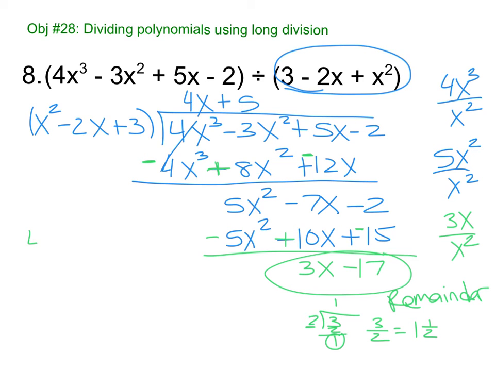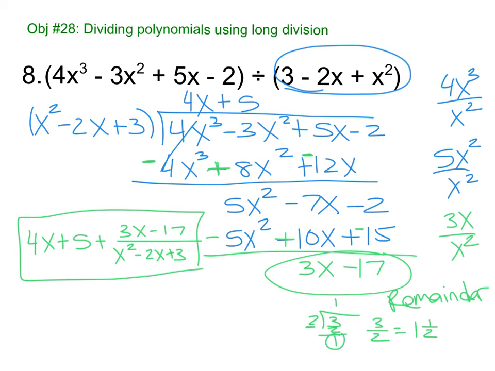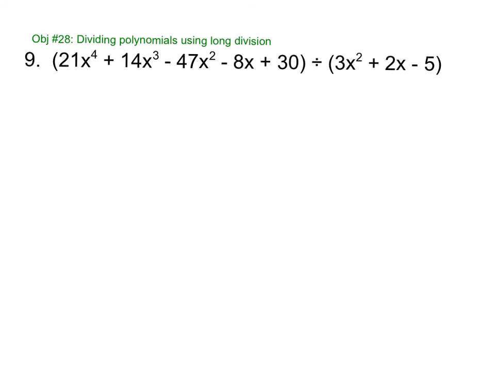So our answer is 4x plus 5 plus our remainder, 3x minus 17, over what we're dividing by, x squared minus 2x plus 3. That is our answer. And don't forget to put a plus here. A lot of kids will leave that off, but it's weird to not put the plus there. All right, same idea. Pause and try it.